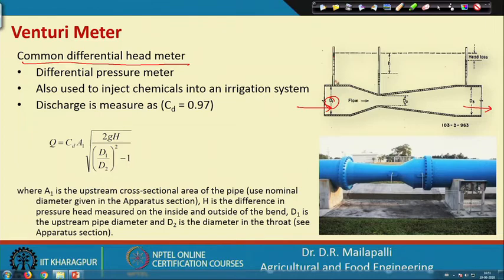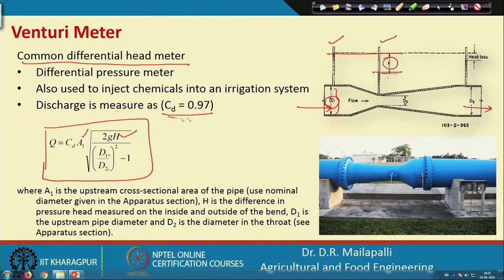This is the manometer, and this is the manometer, if you see. The difference in water levels will give the head h. Using that head, the diameters d 1 and d 2, and A 1, the area of cross section, and C D, the correction factor, Q is equal to C D into A 1 into square root of 2 g H divided by d 1 by d 2 whole square minus 1. This equation is used for measuring flow in a Venturi meter.